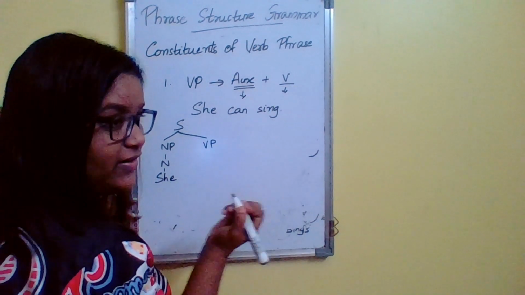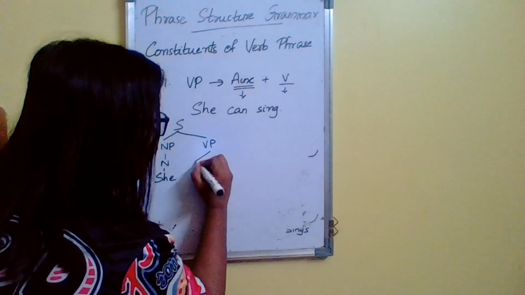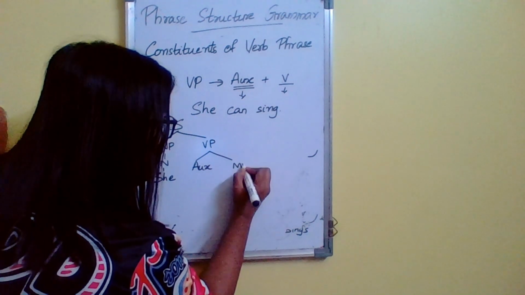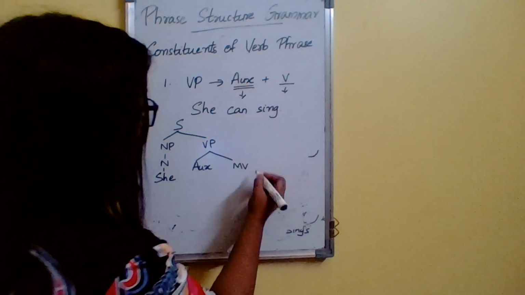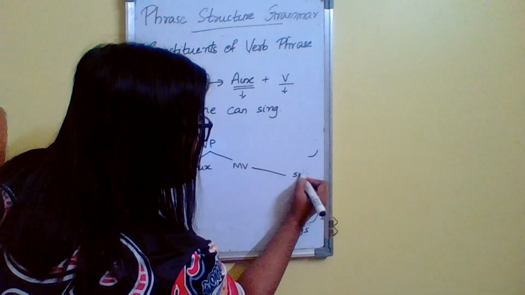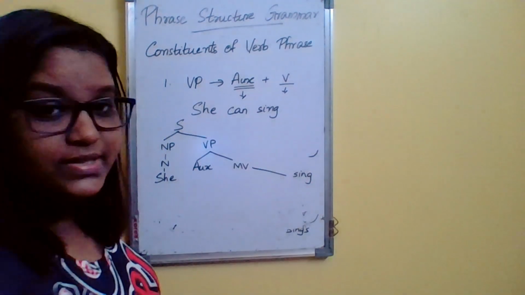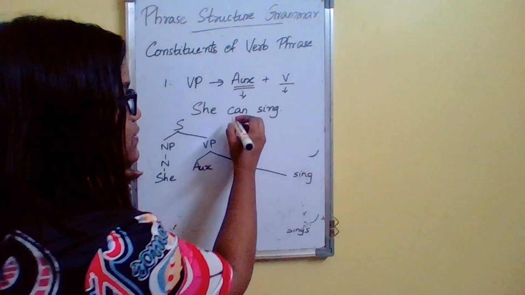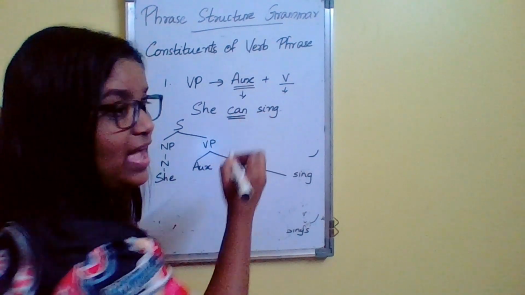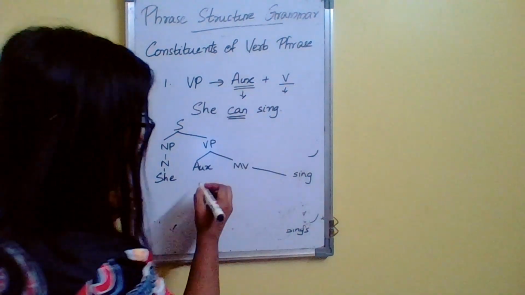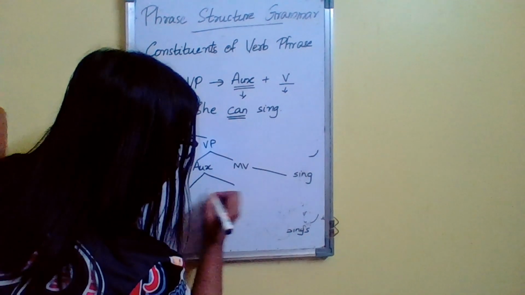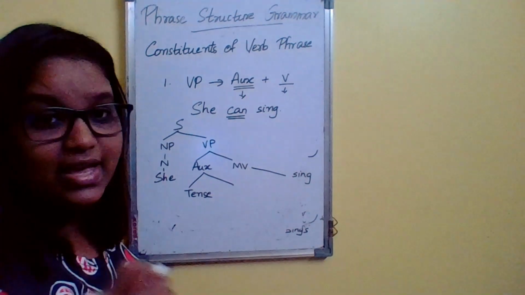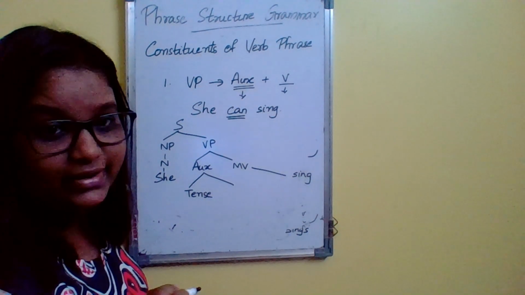VP is what we are really concerned about. So VP can be auxiliary plus main verb. Okay. And we'll remove the main verb. Sing. First we will remove the main verb. Sing. And what remains is we have to account for can and the tense. So auxiliary can be here tense. And can is an example of modal. Okay.